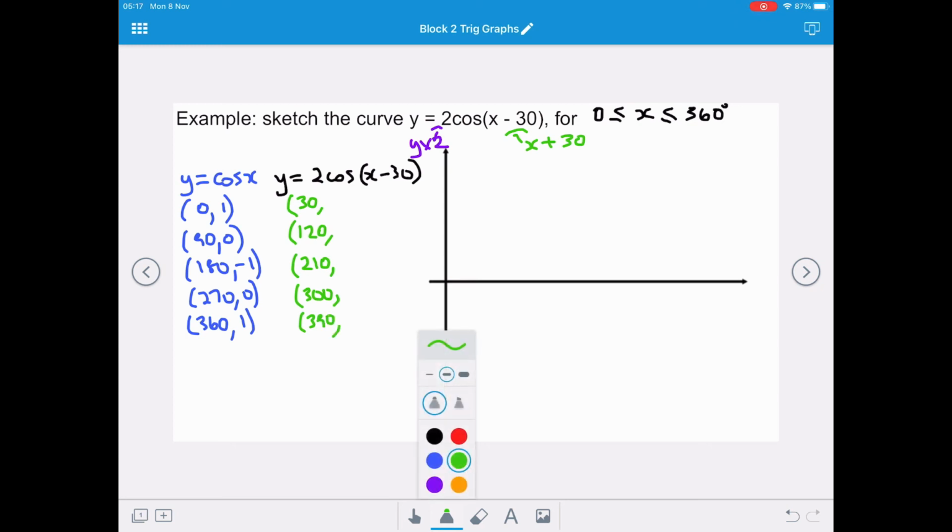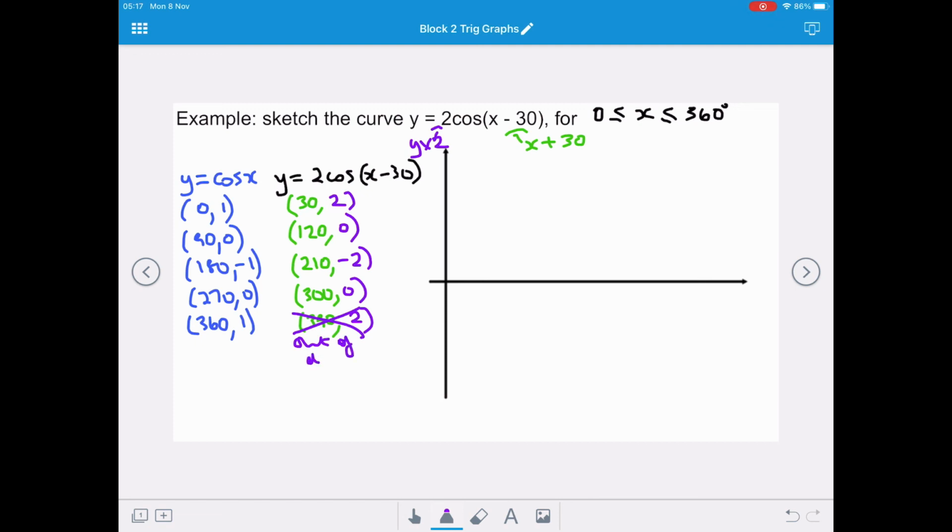And then, for y equals 2 cos(x - 30), we're going to multiply all of our y coordinates by 2, so we get (30, 2), (120, 0), (210, -2), (300, 0), and (390, 2). And that final coordinate is out of our domain, as it's beyond our 360 degree limit.